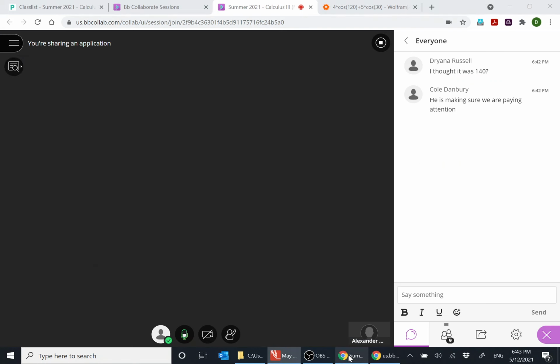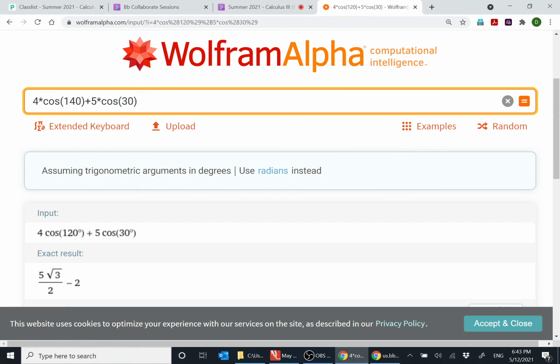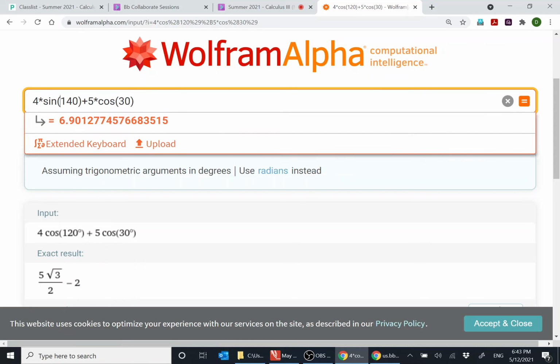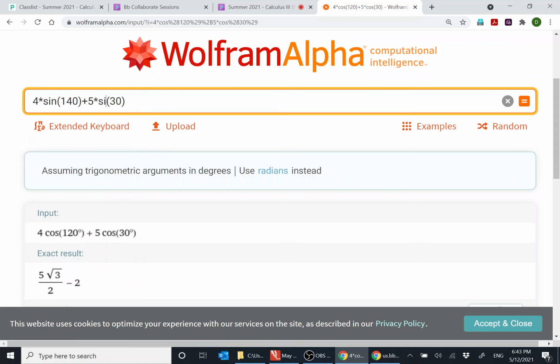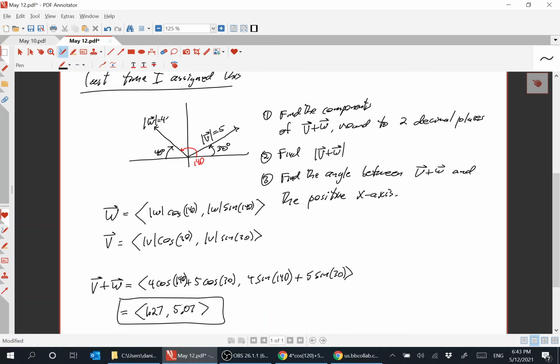And now for the sine, y coordinate, 5.07. All right, so that's more along the lines of what we're looking for, something that's pretty close to the y-axis. All right. So that's part A.